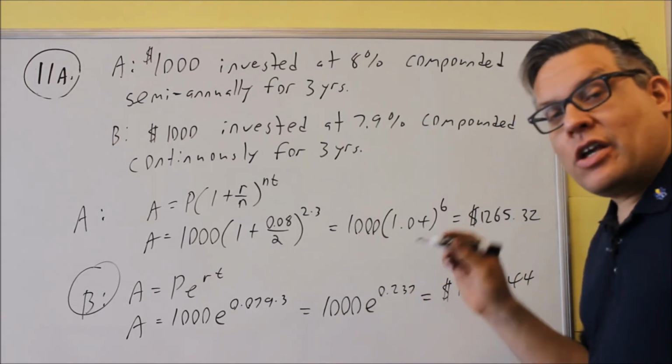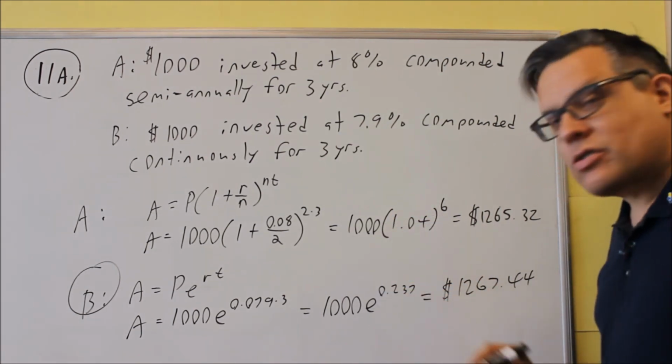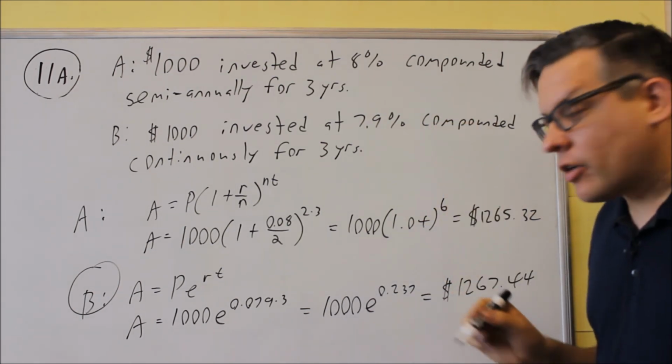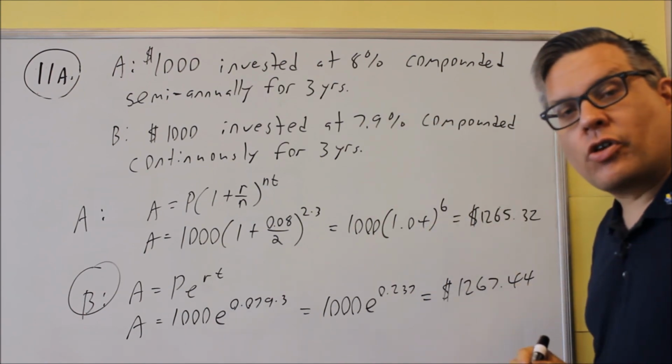The E is above your natural log button on your calculator, so that's the one that you use for this. Whereas for this one, you're just going to use the regular caret key on your calculator. You put 1.04, caret key, and then you put the 6 in order to calculate that one.